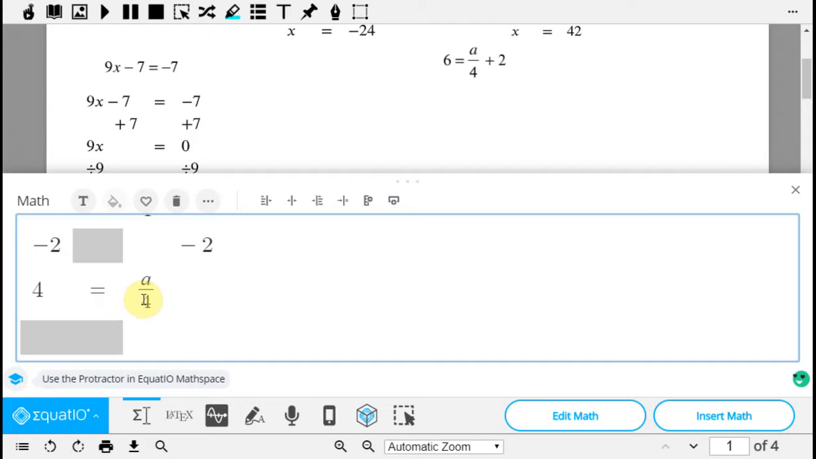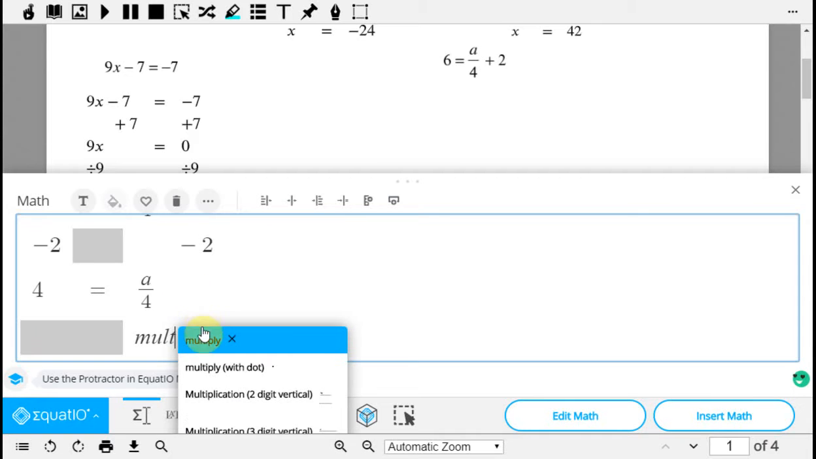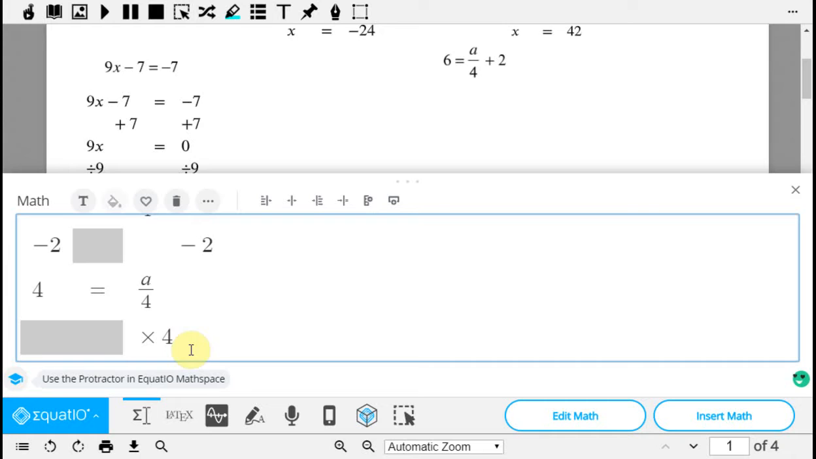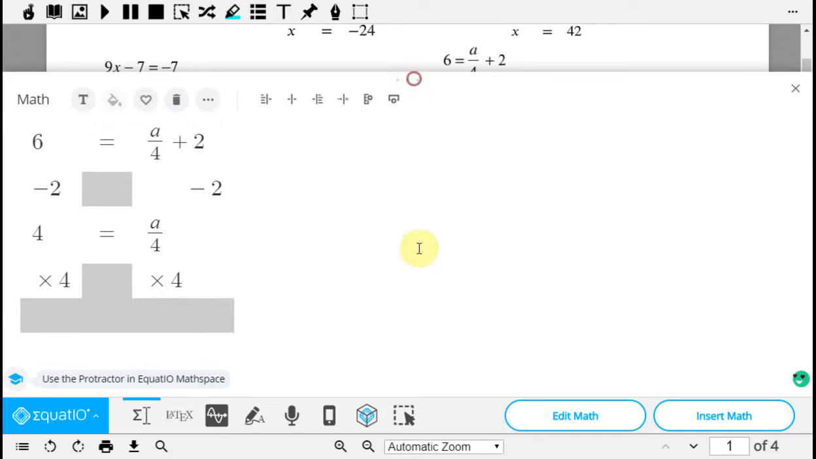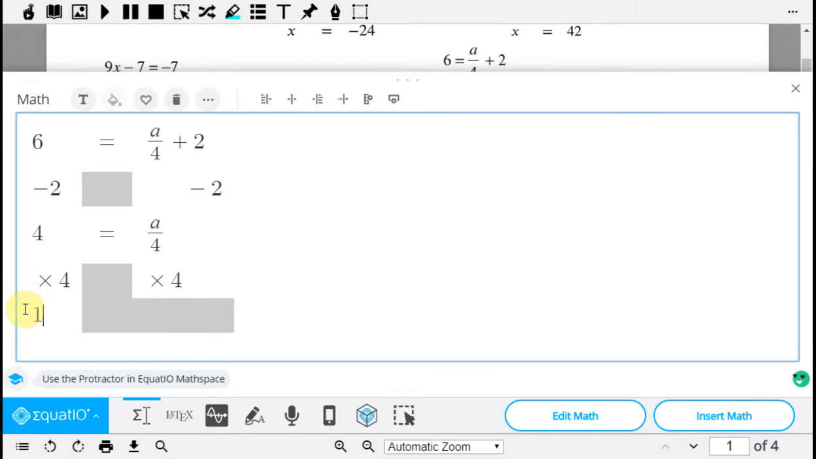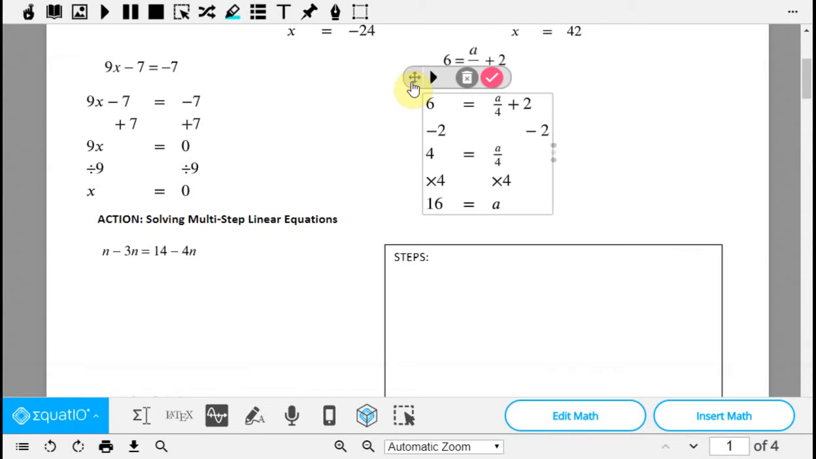To get rid of this 4, that is to make this 1a, the opposite of dividing by 4 is to multiply by 4. I need to do the same thing to both sides. Multiply by 4. So that leaves us with 16 equals a. So a equals 16. And insert the math.